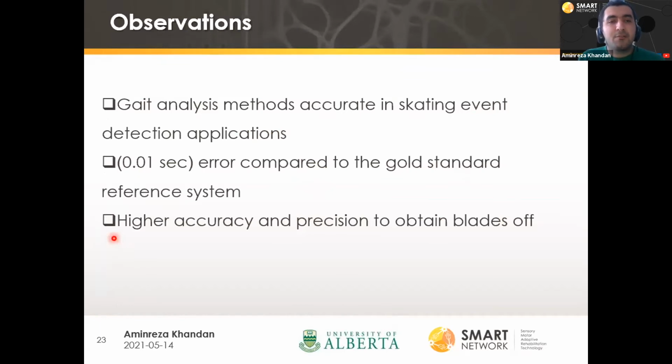Our observation confirmed that gait analysis methods are accurate in skating event detection application. They are able to detect skating events with 0.01 second error compared to the gold standard, and we can see higher accuracy and precision to obtain blades off in comparison with the skate strikes.